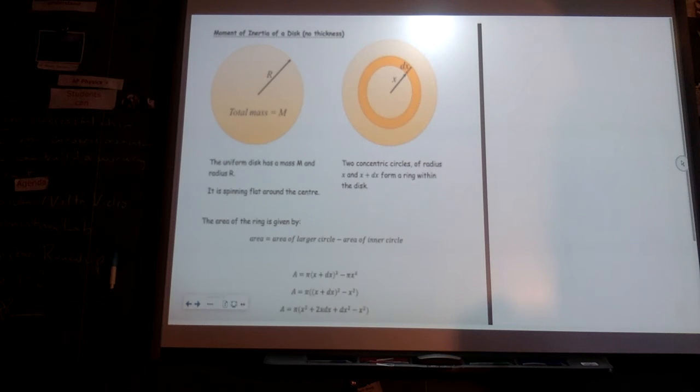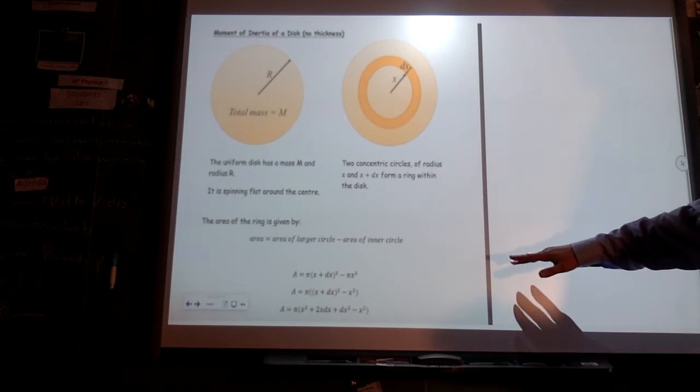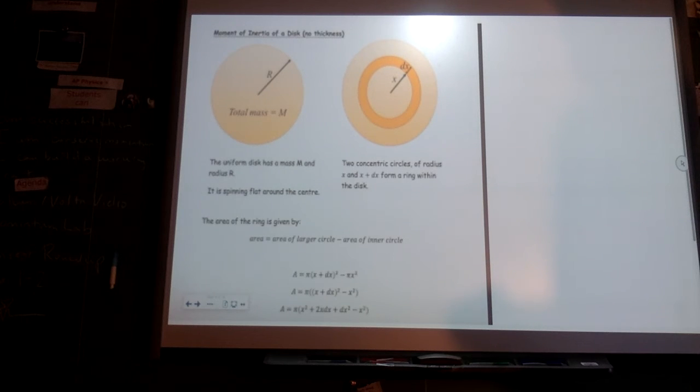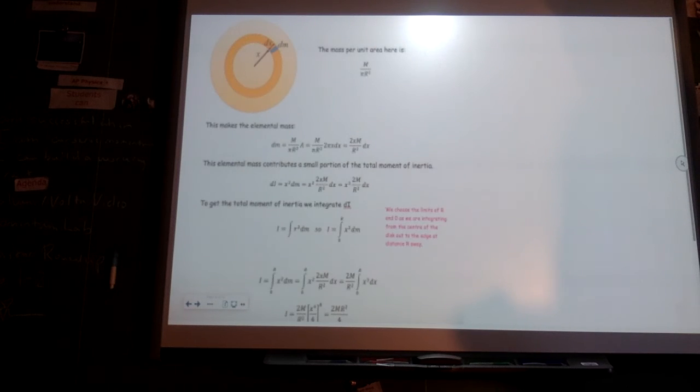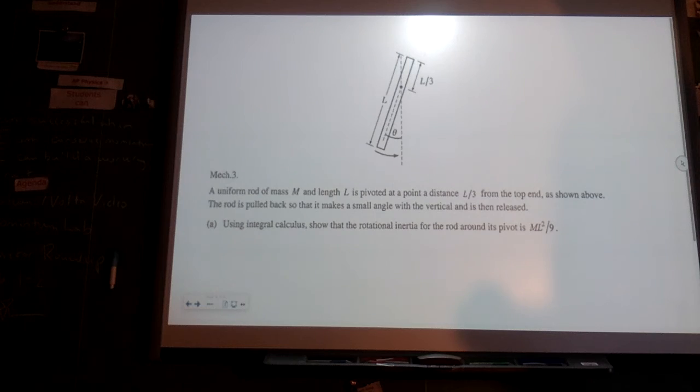I did that one already. And here is a longer, different explanation for the disk, which you guys have in the notes.